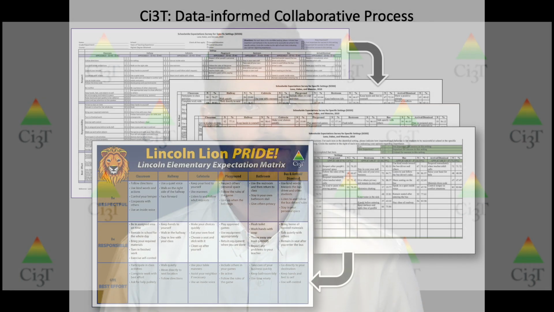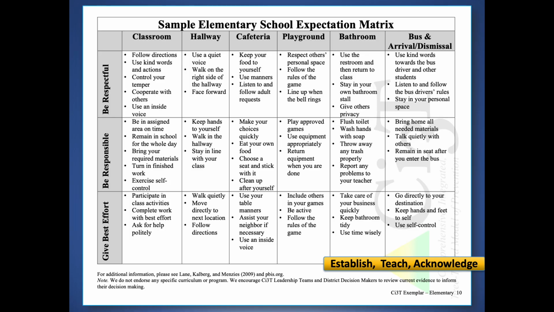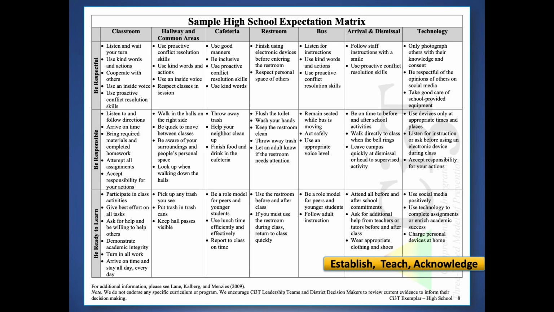A vital component of the building process unique to Ci3T is that it's a data-informed approach to establishing school-wide expectations. Using input from all faculty and staff, gathered from the school-wide expectation survey for specific settings, Ci3T leadership teams design an expectation matrix that looks like this, which is going to establish, clarify, and define expectations in key areas, whether it's in an elementary school setting or in a middle or high school setting.